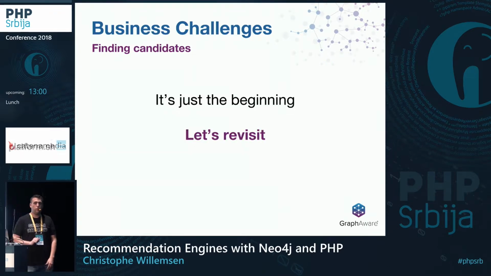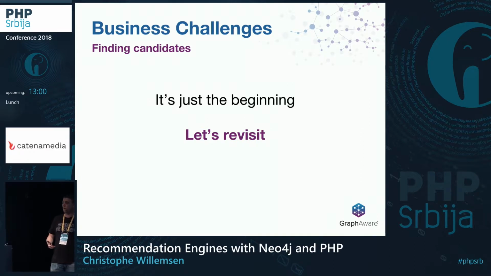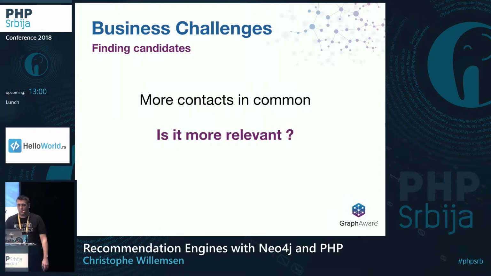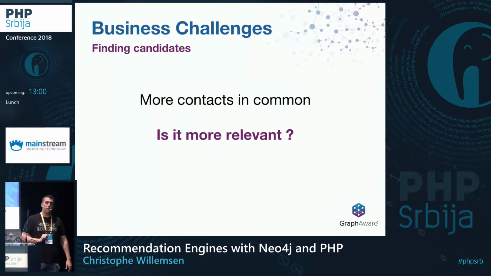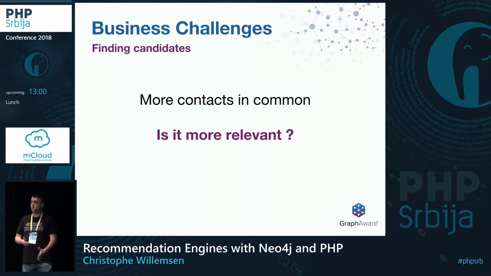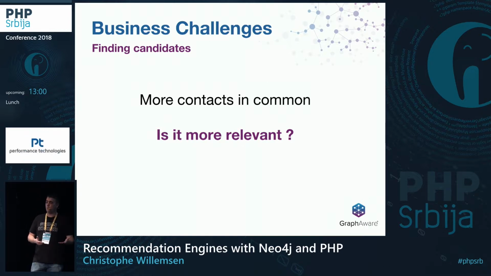But that's just the beginning, because once you have found the ways you want to recommend people, your problems will start. Because you have to think a lot and make decisions, make trade-offs. First, with more contacts in common, will this person be more relevant to you or not? Generally, yes, but sometimes not. You really have to evaluate this.